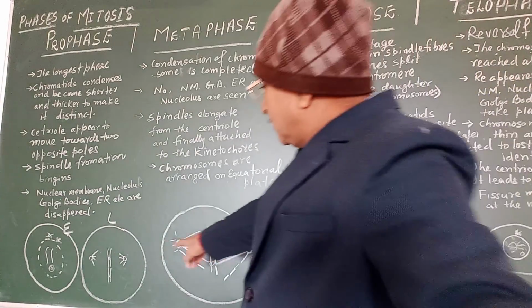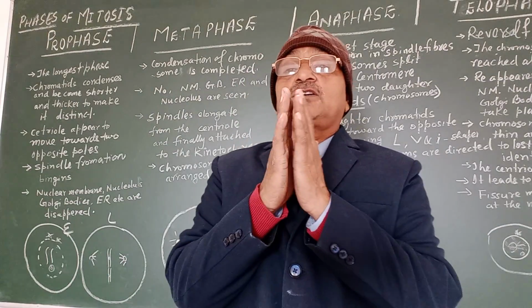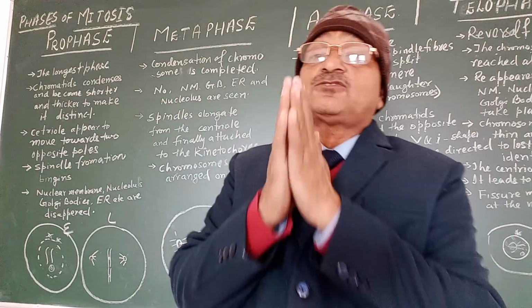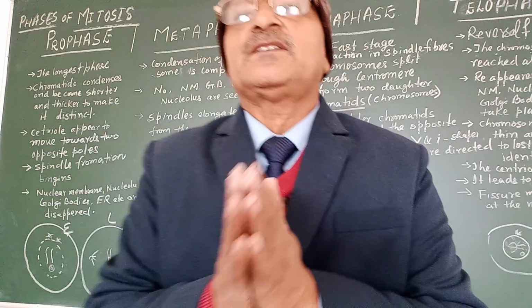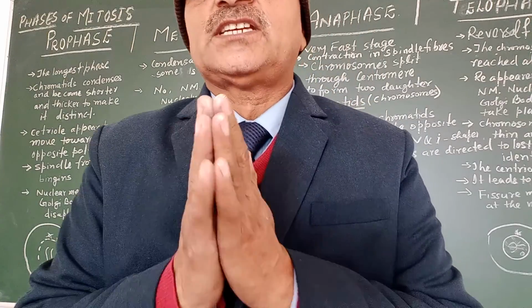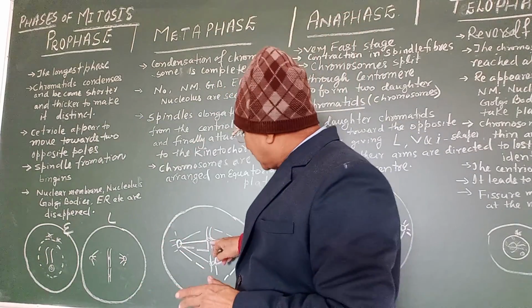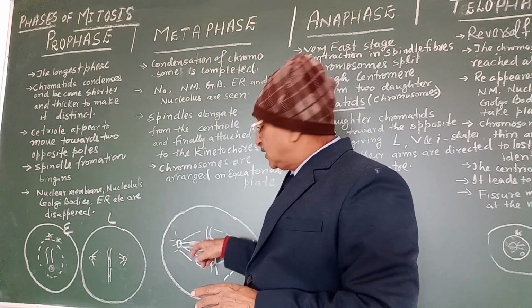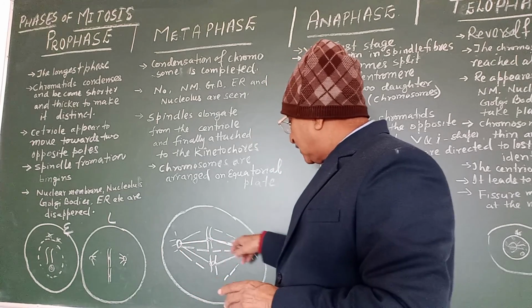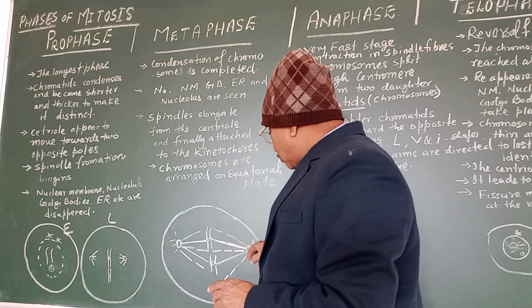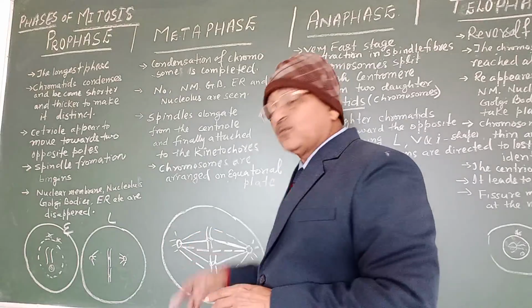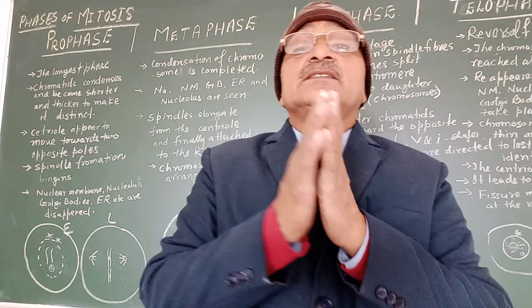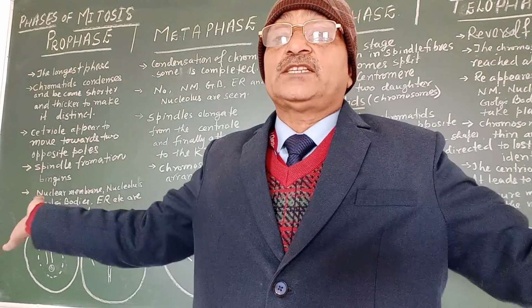Metaphase is characterized by the chromosomes coming onto the equatorial plane. Try to understand this is the difference between mitosis and meiosis. In mitosis, chromosomes attach to the two opposite poles. The spindle elongates from two opposite poles, and each chromosome attaches with these two spindles.